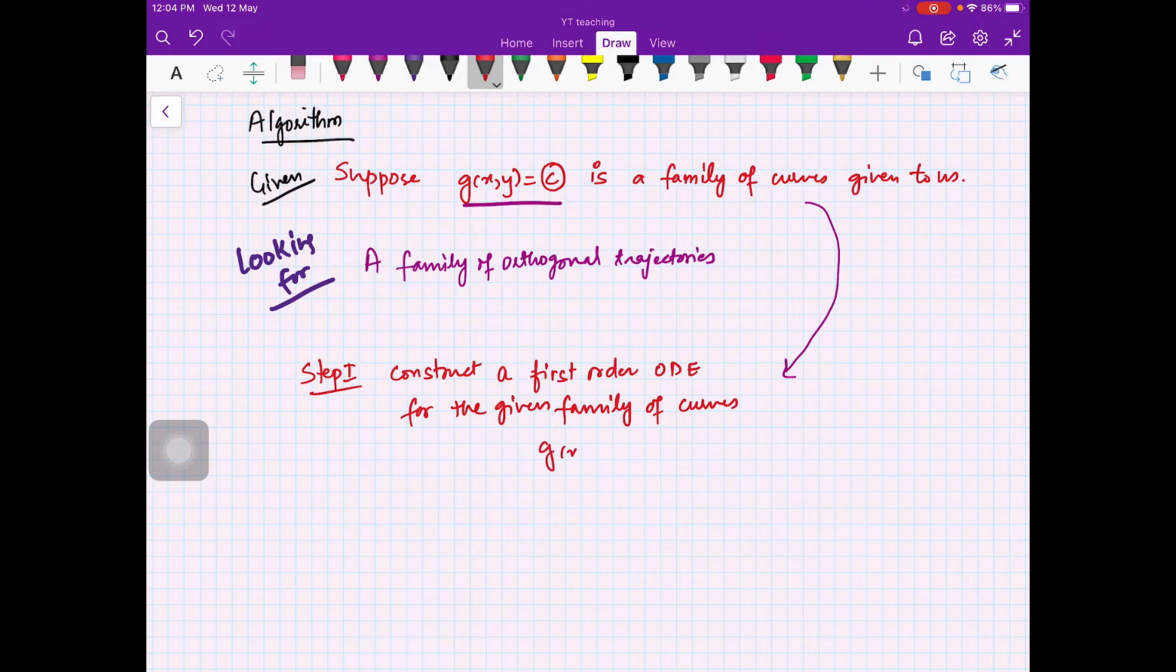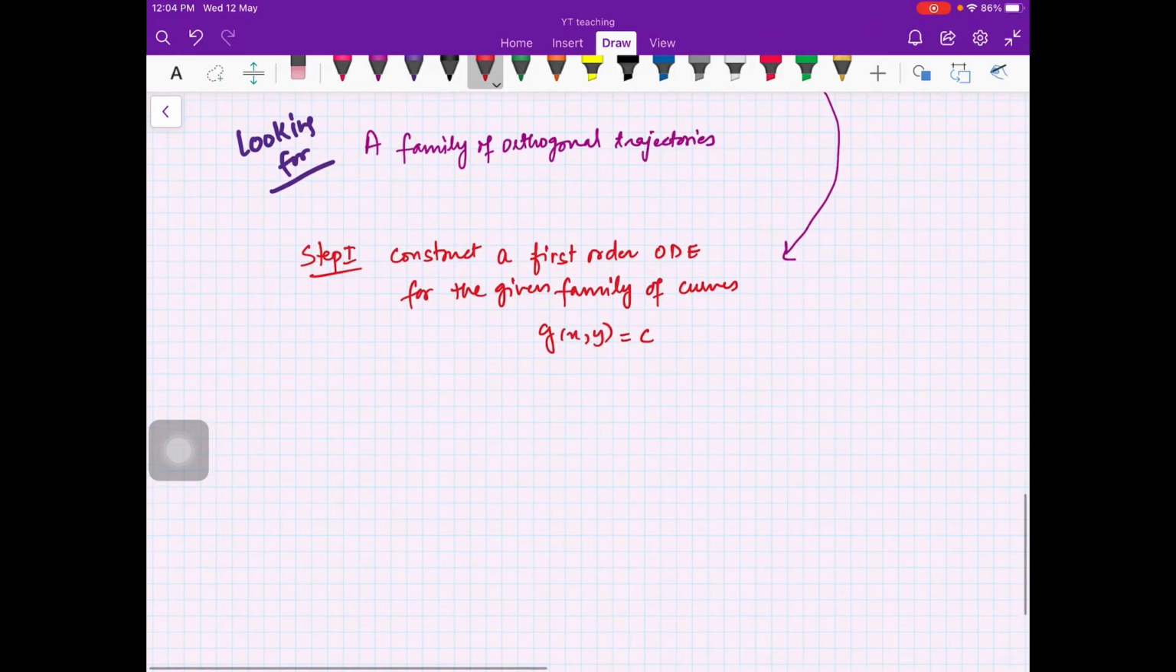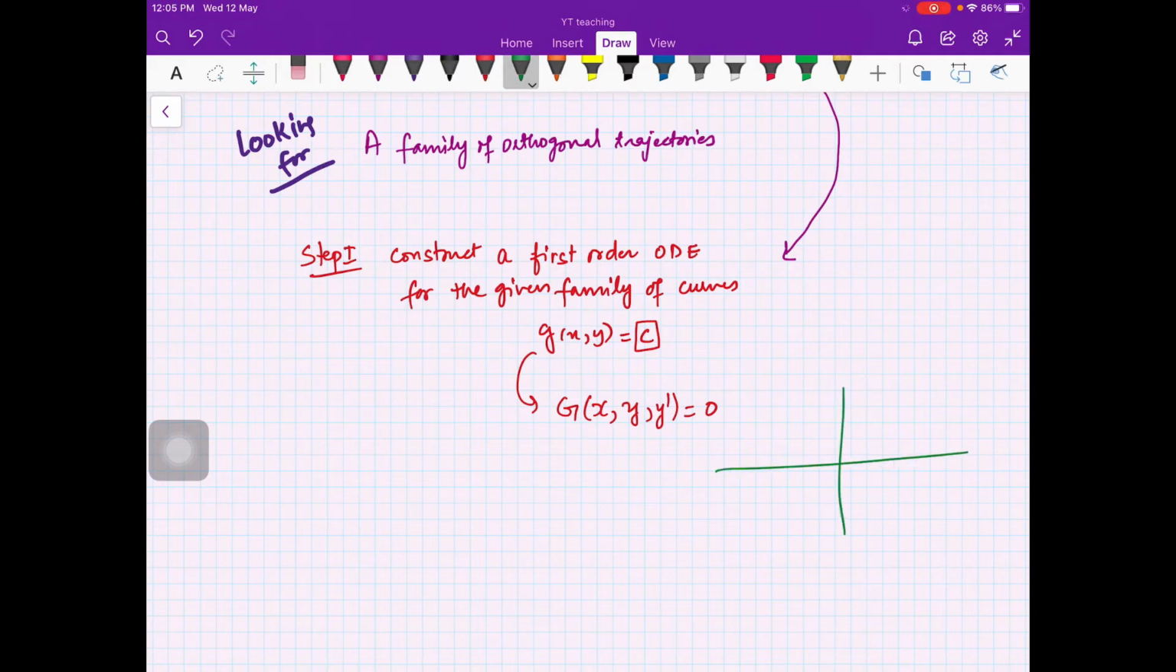So you have g(x, y) equal to c. You will just construct a corresponding differential equation. For that you have to eliminate c. Suppose this is what you get: a differential equation, say f(x, y, y dash) equal to 0. Right, now you see what we have done. So suppose I take my example of straight lines again. So these are your straight lines. This differential equation represents these straight lines.